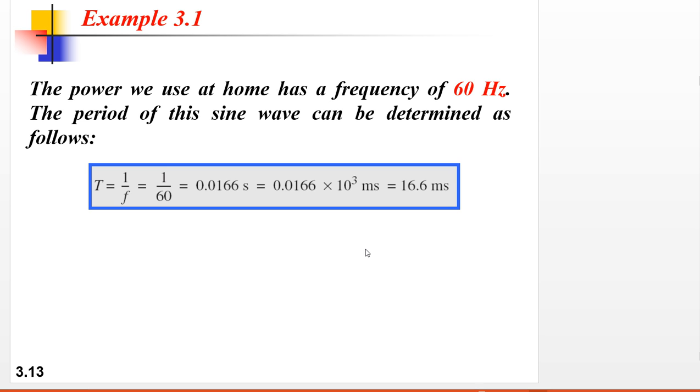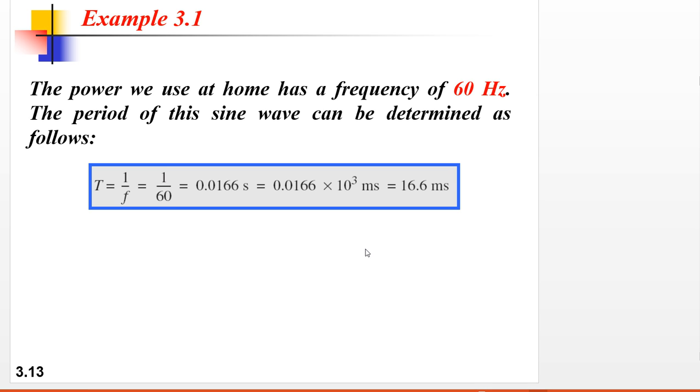So one example is given, that is already solved. You write it and try to solve more examples like this. The power we use at home has a frequency of 60 hertz. The book is written by an American author, so here we have a different frequency in the Indian system. Anyway, let's take the example. The power we use at home has a frequency of 60 hertz.